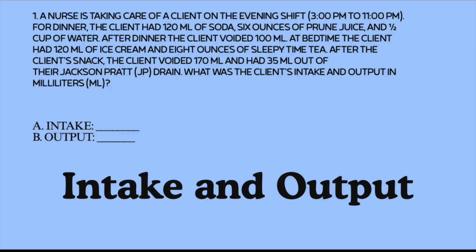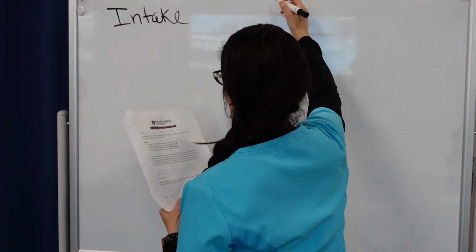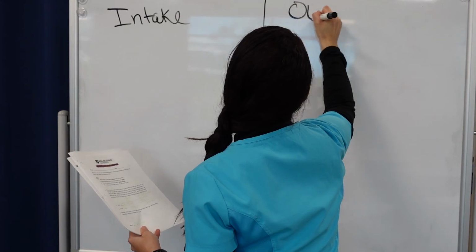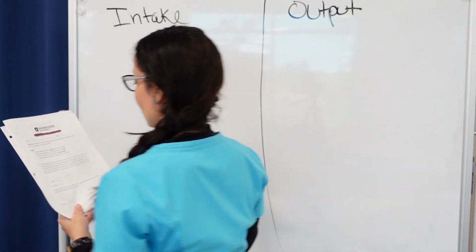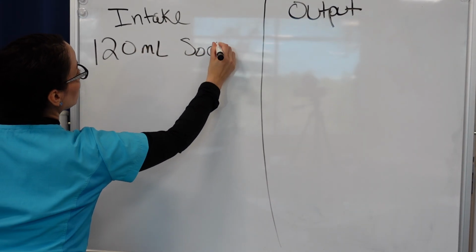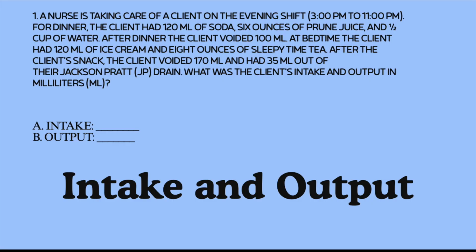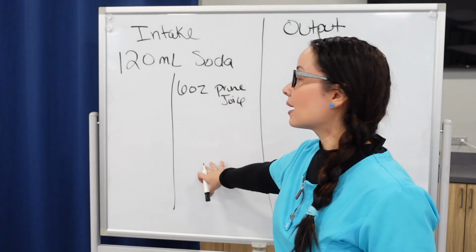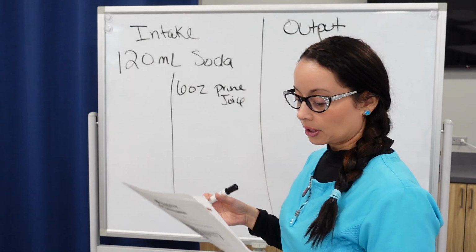So I'm going to put down here, we're going to do intake, output. So we have 120 milliliters of soda, 6 ounces of prune juice. The conversion that you need to know is that 1 ounce is equal to 30 milliliters, but I add up all my ounces and then I multiply by 30.